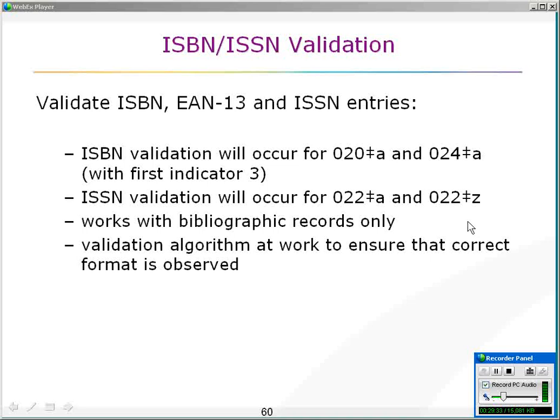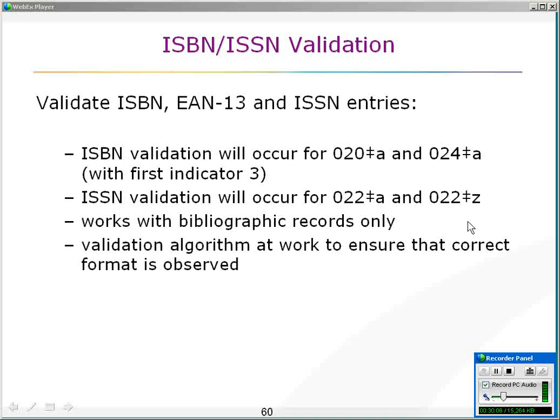holding the ISSN entries. With Voyager 7, this works for bibliographic records only, and there is a normalization function that converts standard numbers into something called canonical format so that the validation can be performed. And so it just means that we're able to include hyphens and suffixes, and Voyager knows what to do with those things. There's a validation algorithm at work to ensure that the correct format is observed throughout.